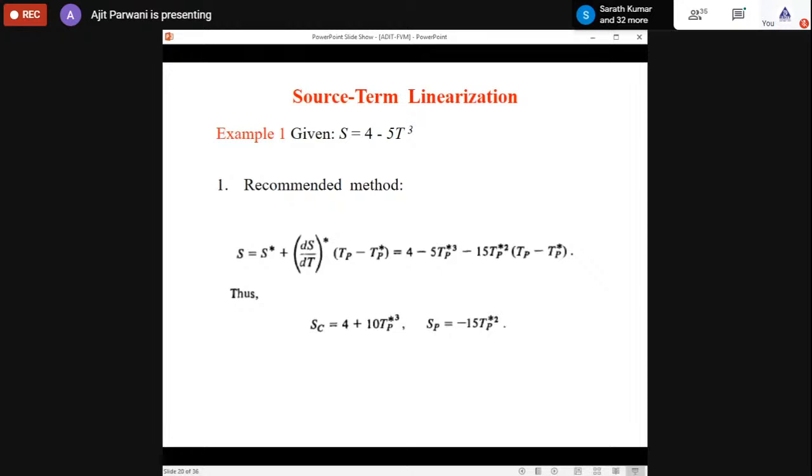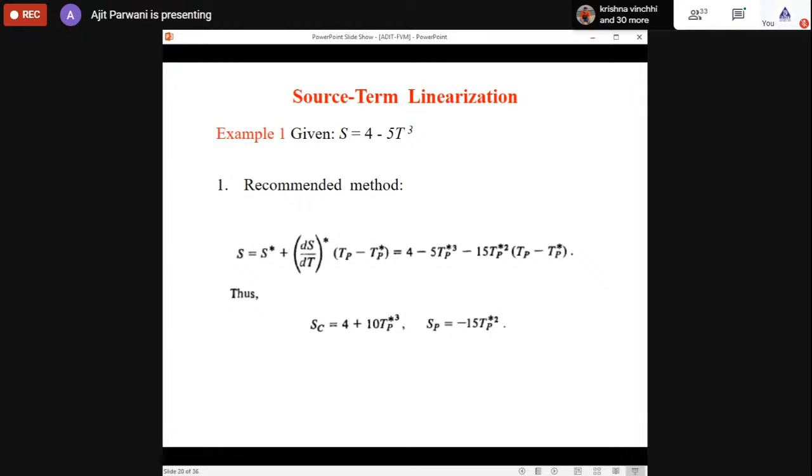So, source term linearization. What is this? As I said, sometimes the source is not a linear function of temperature. It could be the square, or the cube, or more than that. If that is the case, then the discretization procedure will be very difficult.